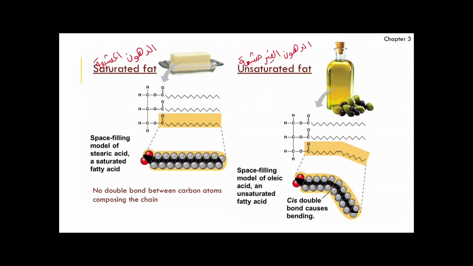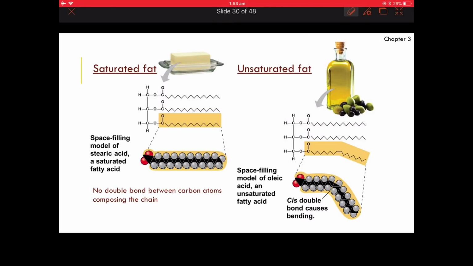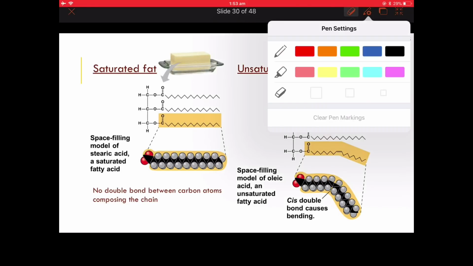النبات usually يكون في الدهون الغير مشبعة. الأغلب من النباتات عندهم الدهون الغير مشبعة أو unsaturated fat. But in animals they store their energy in saturated fats اللي هي الدهون المشبعة. What's the real difference between saturated fats and unsaturated fats?